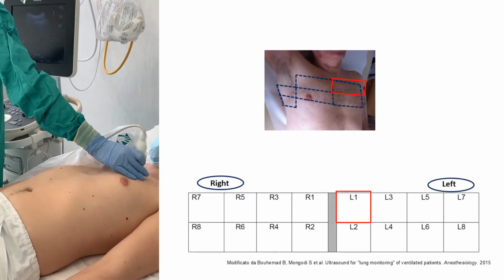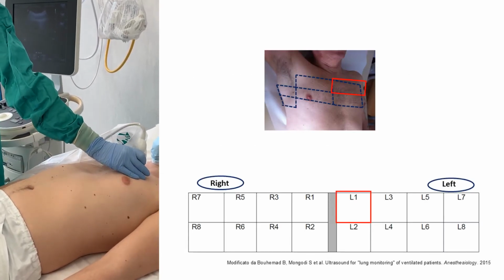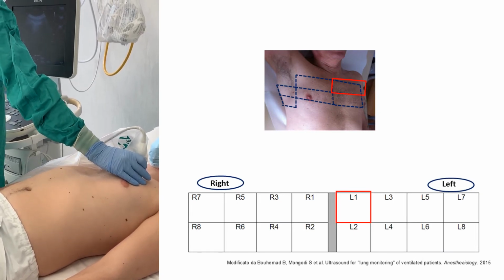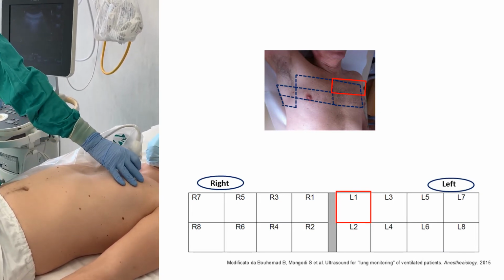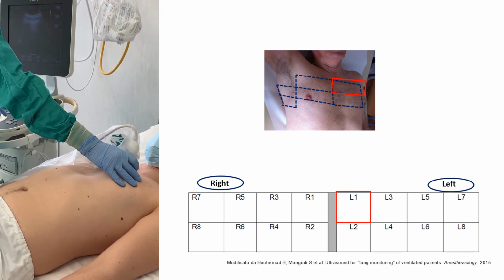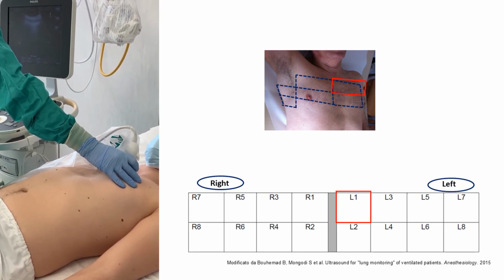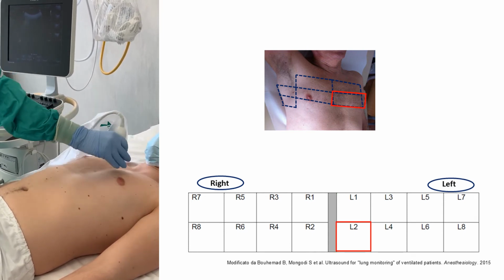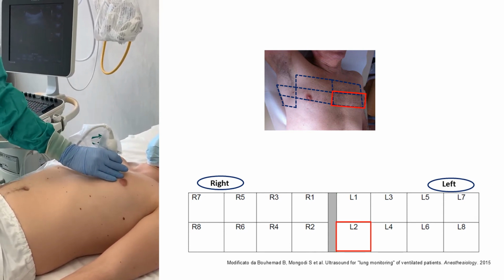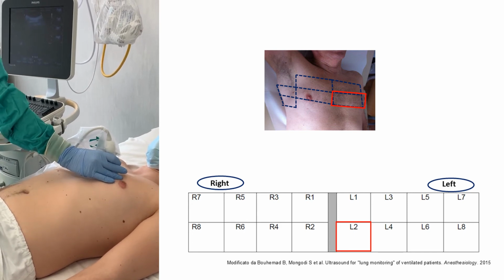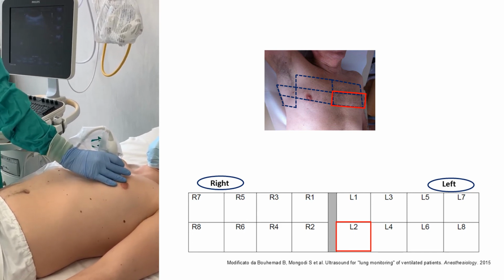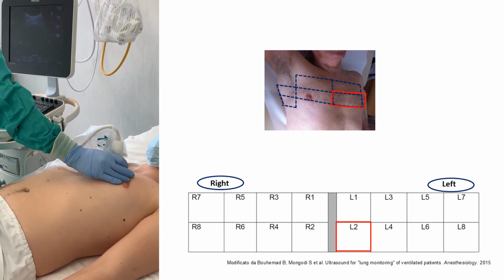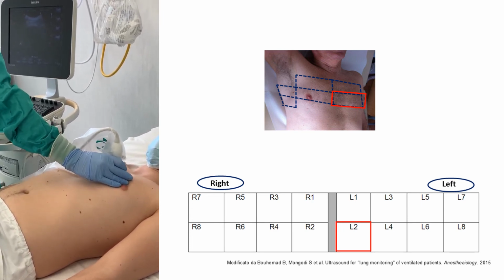Next, we move on to the left anterior thorax upper part. Again, we aim to clearly visualize the lung sliding. Now we move to the left anterior thorax lower part, although here we often find the heart. And for the left lateral thorax, we do the same as for the right hemithorax.